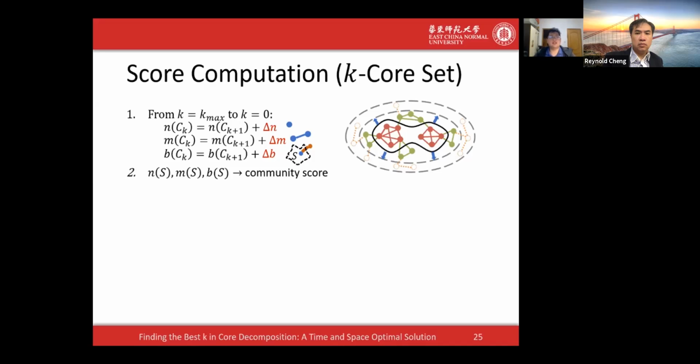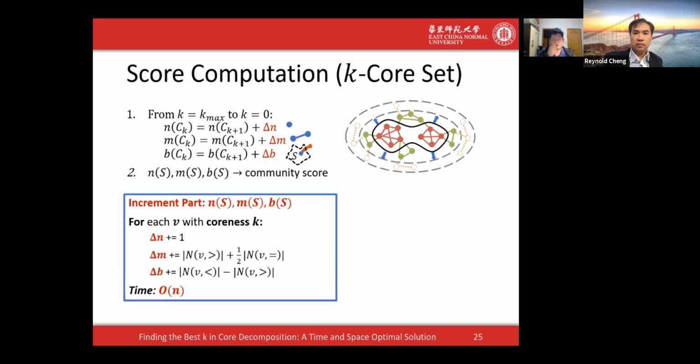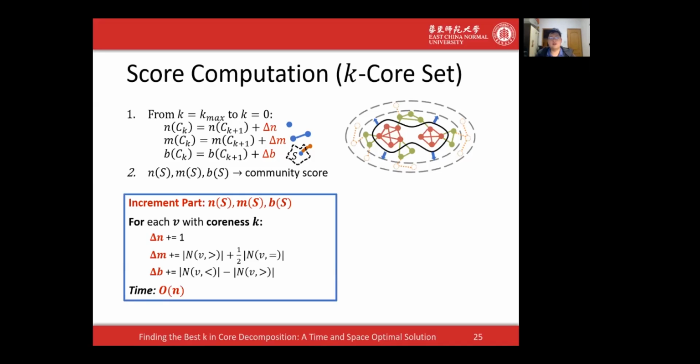Next, it's the score computation for the k-core set. We use the framework introduced before. We compute the primary value of the k-core set based on the (k+1)-core set, then compute the community score. We compute the increment part like this. And for each node v, we compute the contribution of it. And here we use neighbor query to efficiently handle it. And overall, the time complexity is O(m).